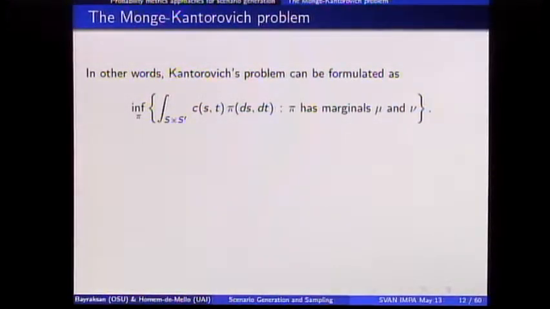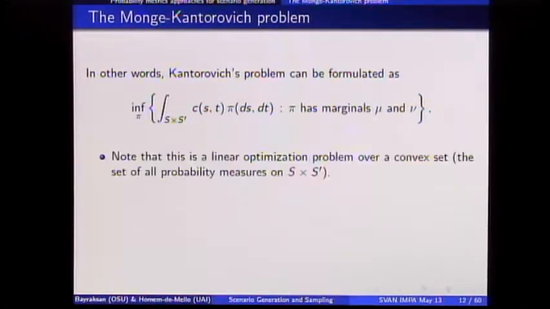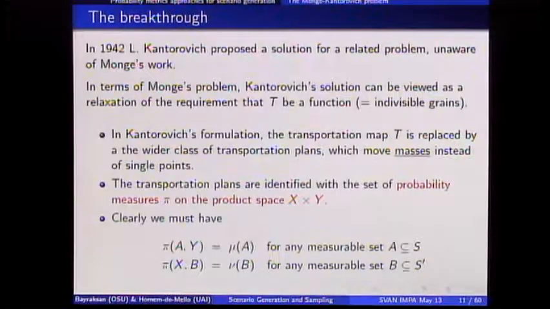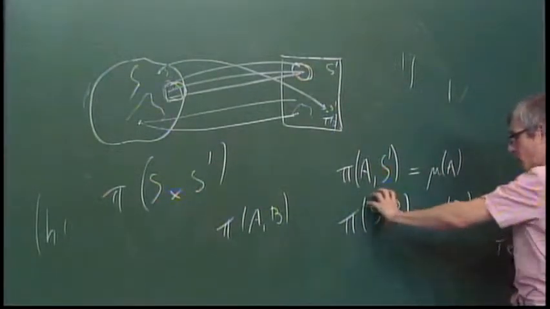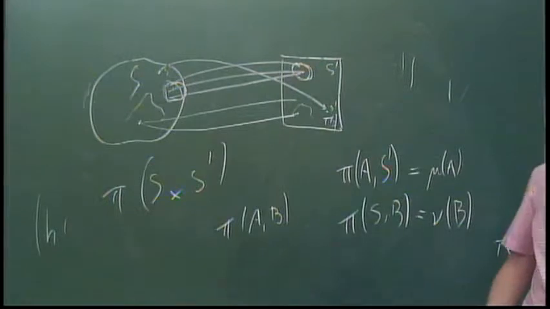So we can formulate the Kantorovich problem in this way. You're trying to minimize, over all probability measures on the product space, the integral of c times pi. The constraint is that pi must have marginals mu and nu, in the sense that pi of A times the whole space is mu of A, and pi of the whole space times B is just nu of B.